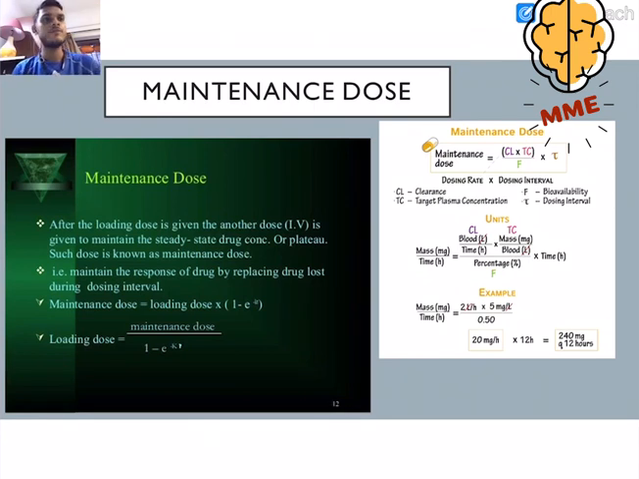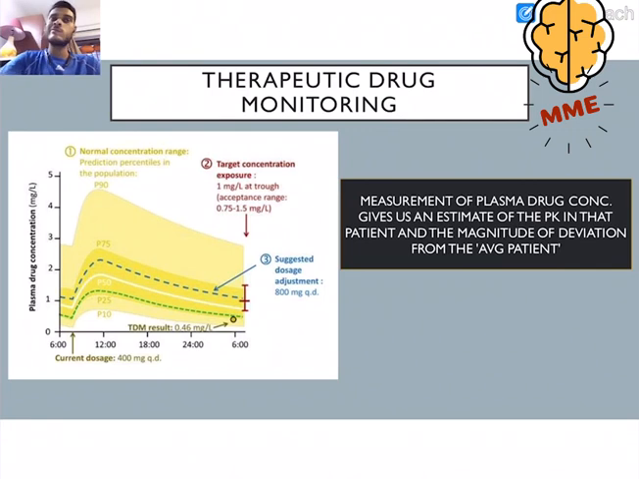And there's again a formula to calculate maintenance dose, which is Cl into Tc by F, where Cl is the clearance, Tc is the target plasma concentration, and F is again the bioavailability. And we multiply it with the dosing interval, which is given by tau. This is one more formula, and this again comes as a short note and is a very good viva question as well. Let's move on.